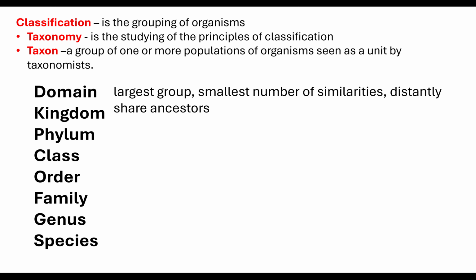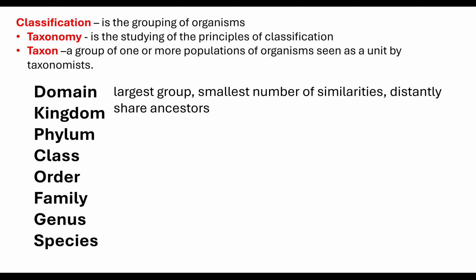However, what's important that we note is at the domain level, this group is the largest group. All the organisms that are in the domain taxon have the smallest number of similarities. So therefore, they share the ancestor which was at the beginning. So there is a distantly shared ancestor. However, they're still an ancestor. They just have the smallest number of similarities.